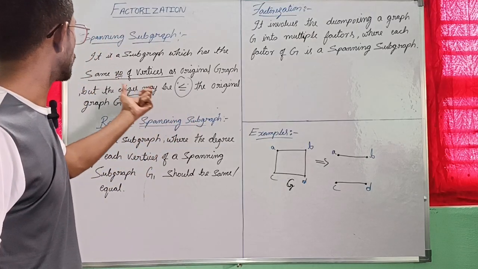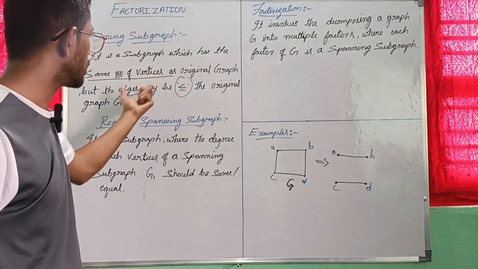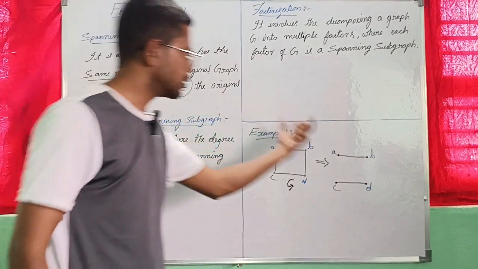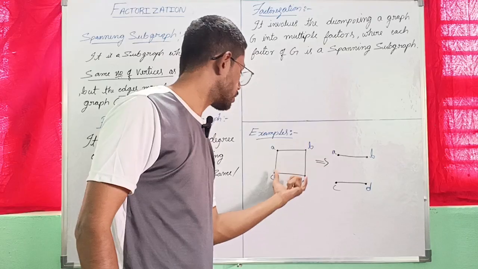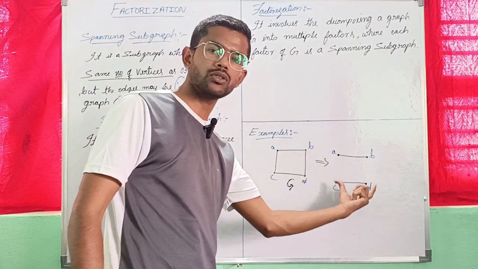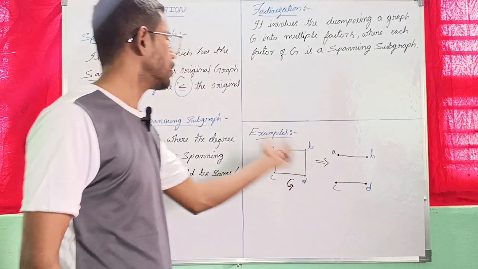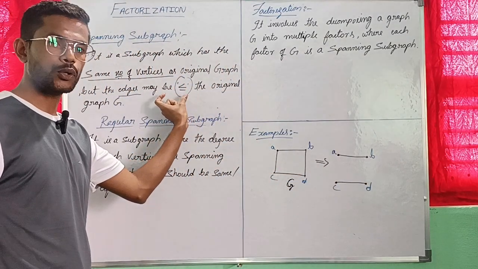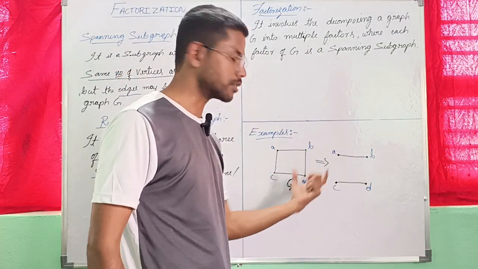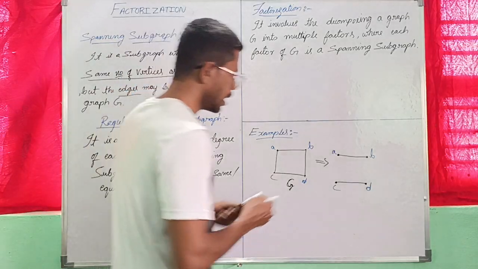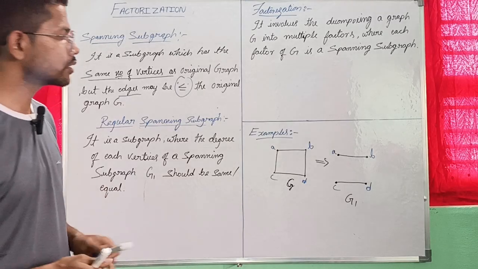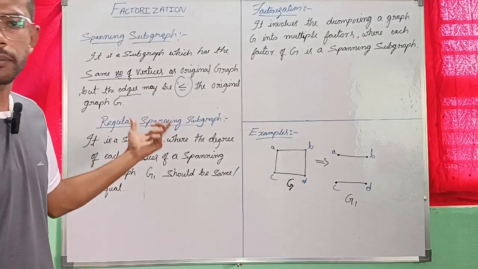By the definition, a subgraph should have the same number of vertices as the original graph. Here in the original graph there are four vertices, and in the spanning subgraph there are also four vertices, and the edges may be less than or equal to the original graph. Here the edges of the spanning subgraph are fewer than in the original graph G. I will take this spanning subgraph as G1. Did you understand the definition of the spanning subgraph?